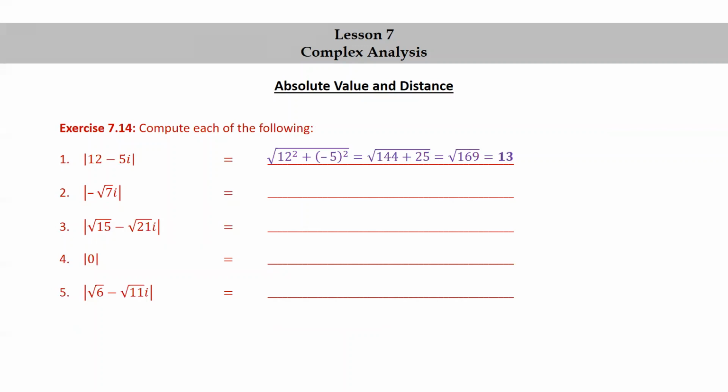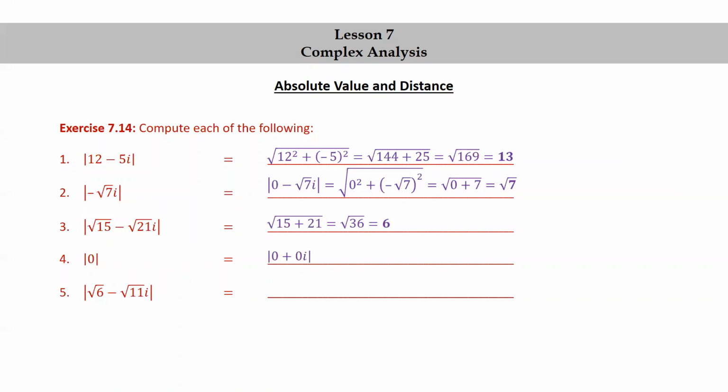The absolute value of negative root 7 i, that's the absolute value of 0 minus the square root of 7 times i, which is the square root of 0 squared plus the square of negative root 7. That's equal to the square root of 0 plus 7, which is root 7. The absolute value of the square root of 15 minus root 21 i is the square root of 15 plus 21, which is the square root of 36, or 6.